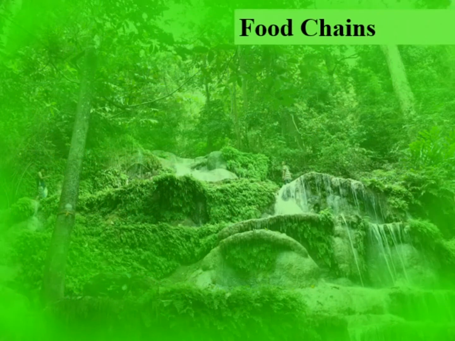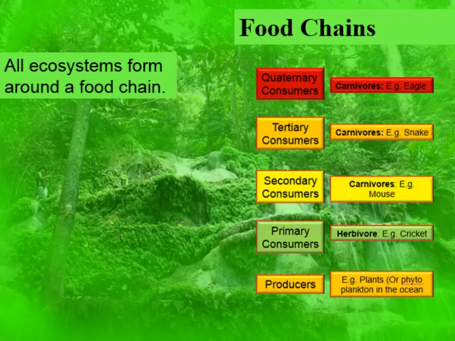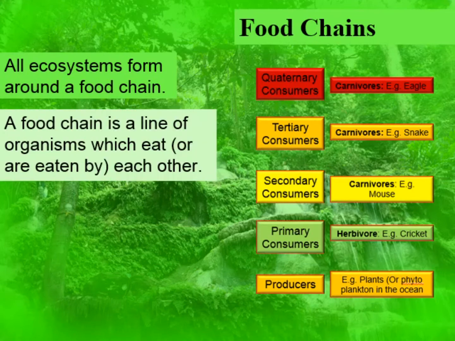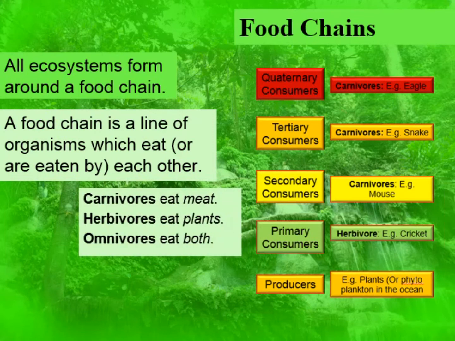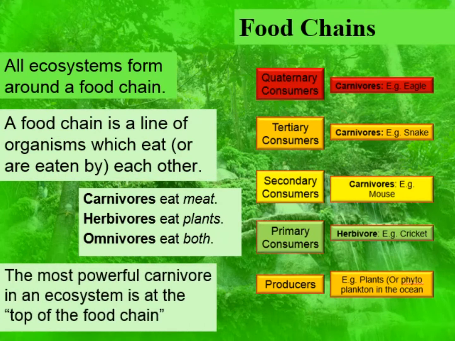So the next thing we're going to talk about is food chains. So all ecosystems must form around a food chain. And this is an example of one on the right. A food chain is a line of organisms which eat or are eaten by each other. So carnivores are animals which eat meat, they eat other animals. Herbivores eat plants, and omnivores are able to eat both. So this is a food chain which goes from the bottom to the top, and the top of the food chain is the most powerful carnivore in the ecosystem. And they are the top of the food chain.